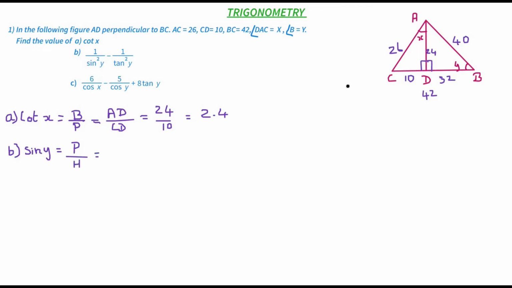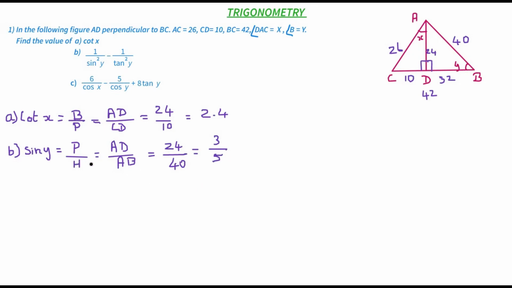So here what is the perpendicular? For the reference angle y, our perpendicular side is AD. AD is the perpendicular and our hypotenuse is AB. So you have to always see the reference angle. So our perpendicular is AD, AD by what is our hypotenuse? AB. So what is the value of AD? AD is 24. 24 by 40. So you can stop with this, or since you can still reduce this further into the lowest form, you can reduce this into the lowest form. You can divide the numerator and the denominator by 8. So you get it as 3 by 5. Isn't it easy?